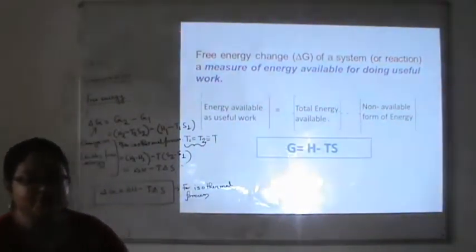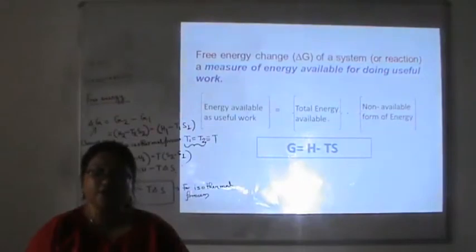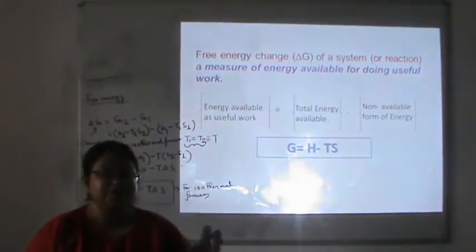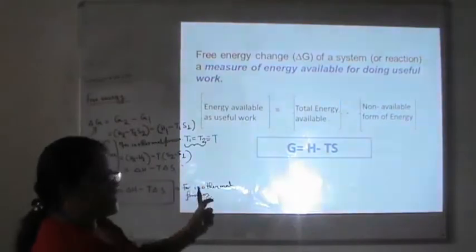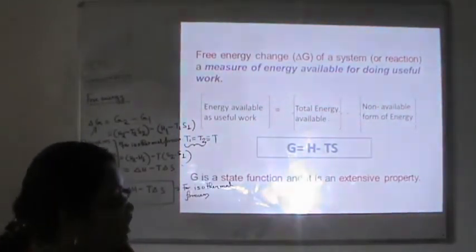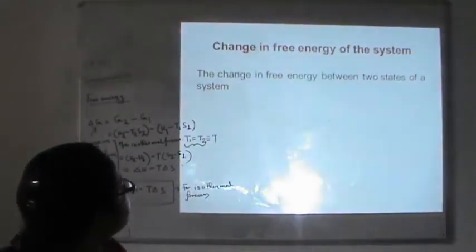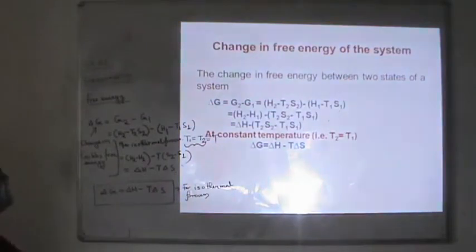And free energy is a measure of energy available for doing useful work. Energy available for useful work is equal to total energy available minus the non-available form of energy. TS is the non-available form of energy and enthalpy is the total energy available. So from this we get the useful energy, the energy which is useful for work. So G is a state function and G is an extensive property. So from this we get delta G, the change in free energy, is equal to delta H minus T delta S.